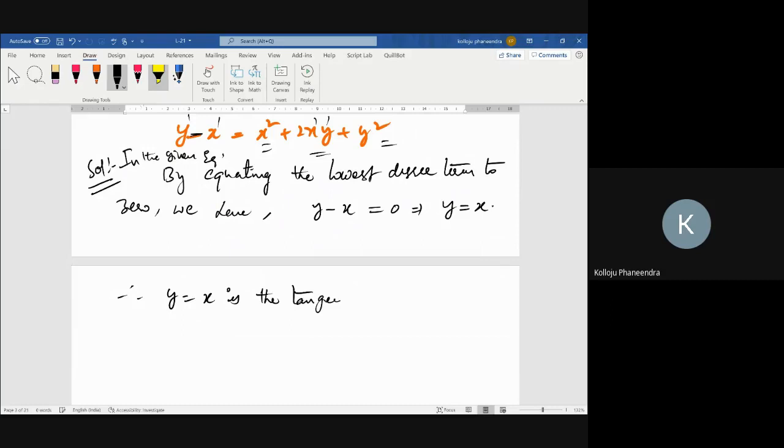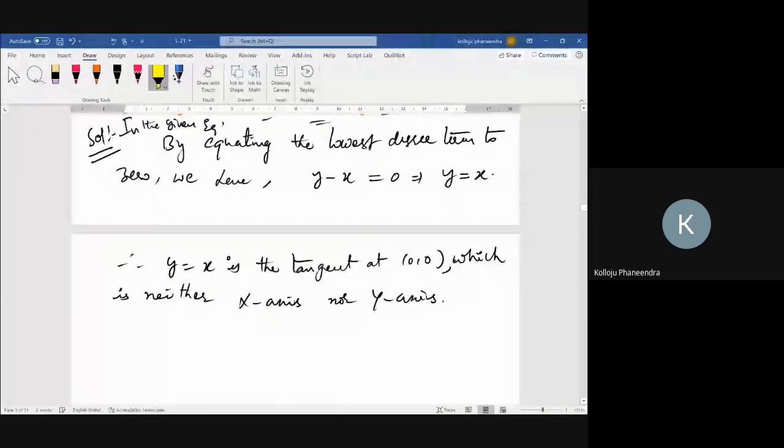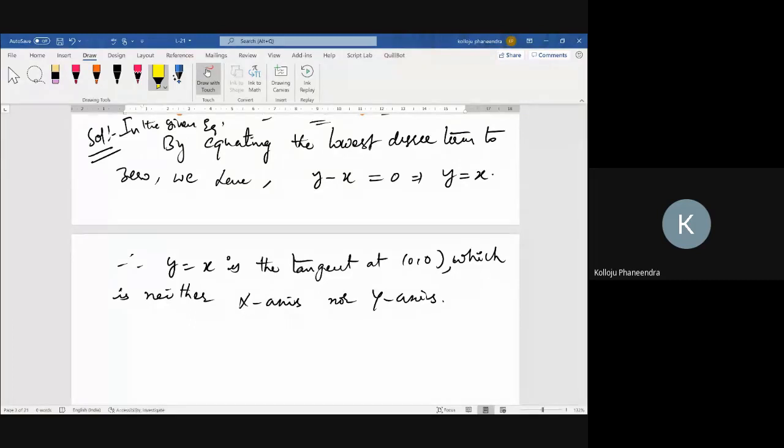Which is the tangent at the origin, which is neither x-axis nor y-axis. Third case: I told you, one case is x-axis is tangent at origin, another case is y-axis is tangent at origin, and another one is the curve is passing through origin, but neither x-axis nor y-axis is the tangent at origin. Then what is the procedure for the third case?